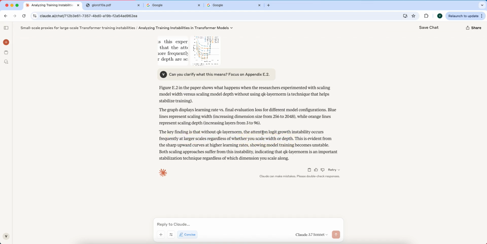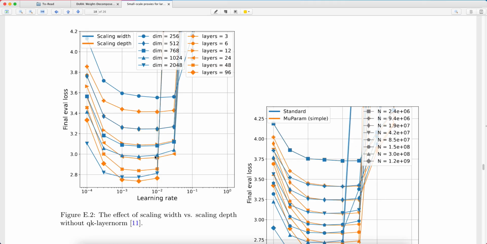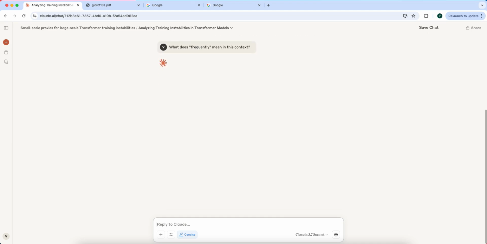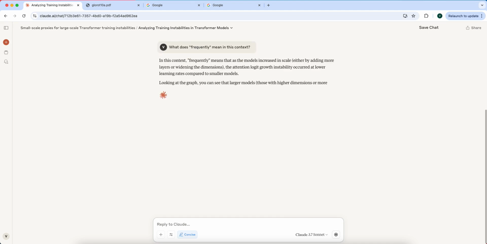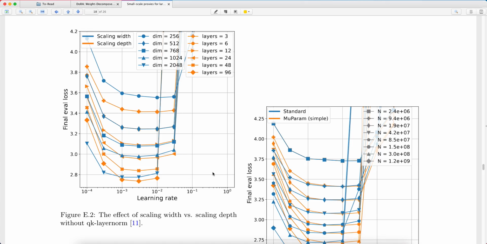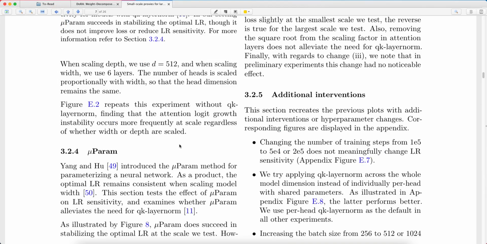The attention logit growth instability occurs frequently at larger scales. What does frequently mean? As the models are increased in scale, the attention logit growth instability occurred at lower learning rates. Okay. Yes. So it is what I was saying, that we don't get as far up into the 10e-1 range. All right. Cool. Let's keep rolling. I would like to keep this under 90 minutes, but we'll see.